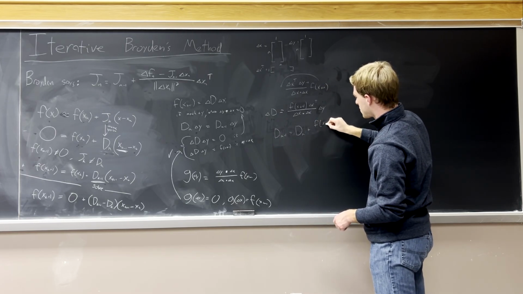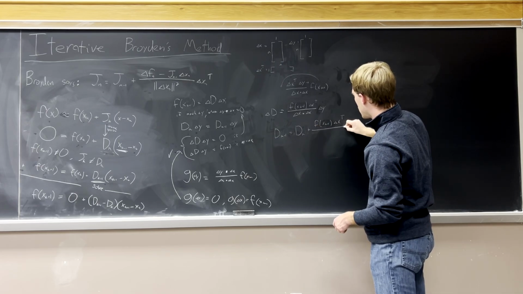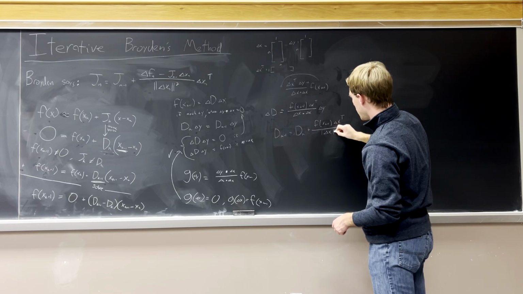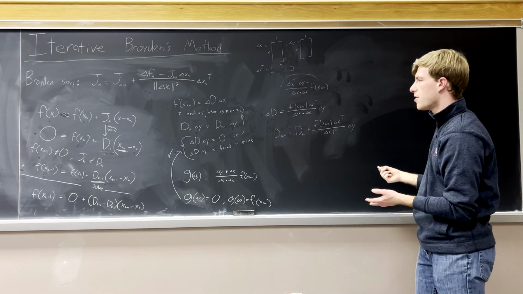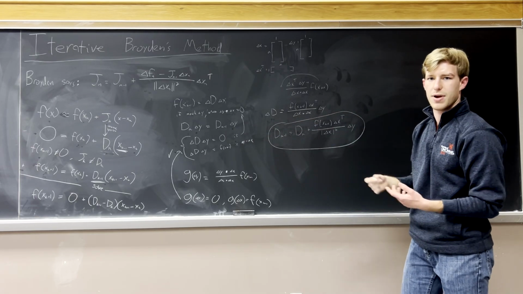So we have d of k plus 1 is equal to d of k plus f of x k plus 1 times delta x transpose over delta x, and at this point, I'm just going to put this in here and say it's squared, times delta y. And this right here, this is Broyden's method.